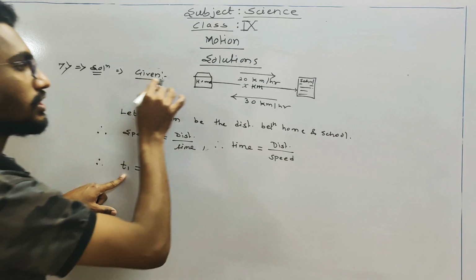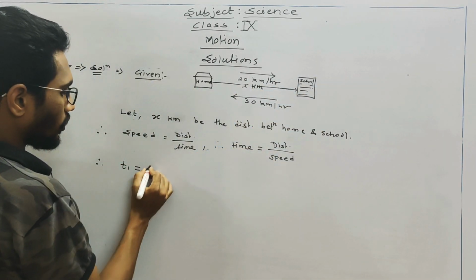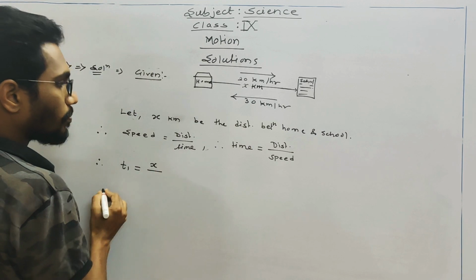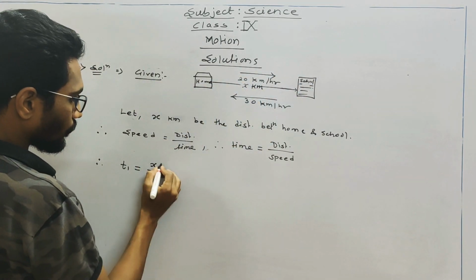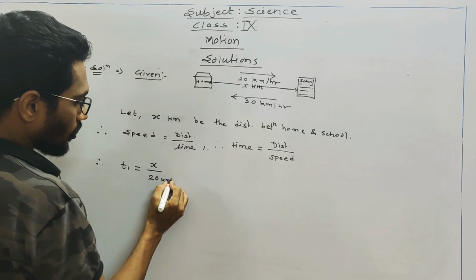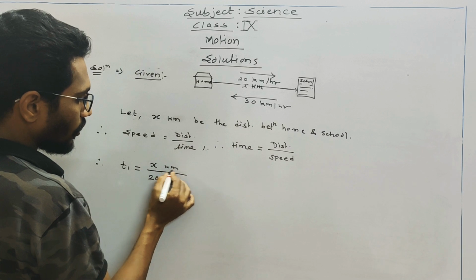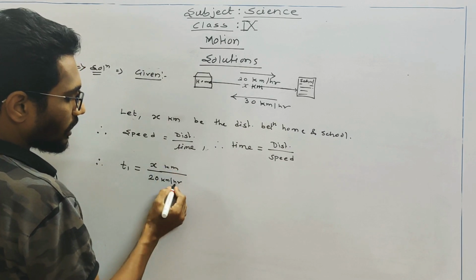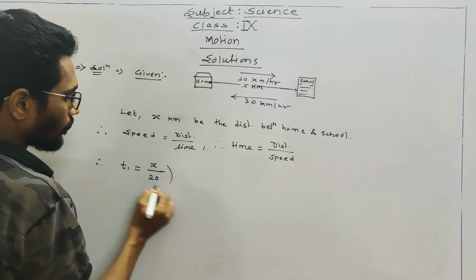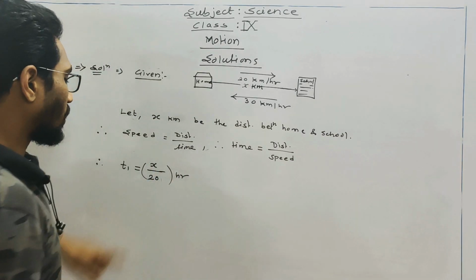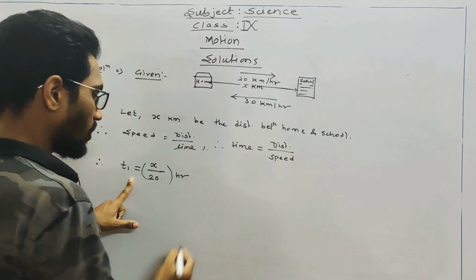Therefore, T1, what is T1? How much time did it take while going? That is equal to distance by speed. What is the distance? x. By what is the speed? What is the speed while going? 20 kilometer per hour, and this distance is in kilometer. So kilometer cancels. You will get the answer in hours. So that is the time from home to school with speed 20.